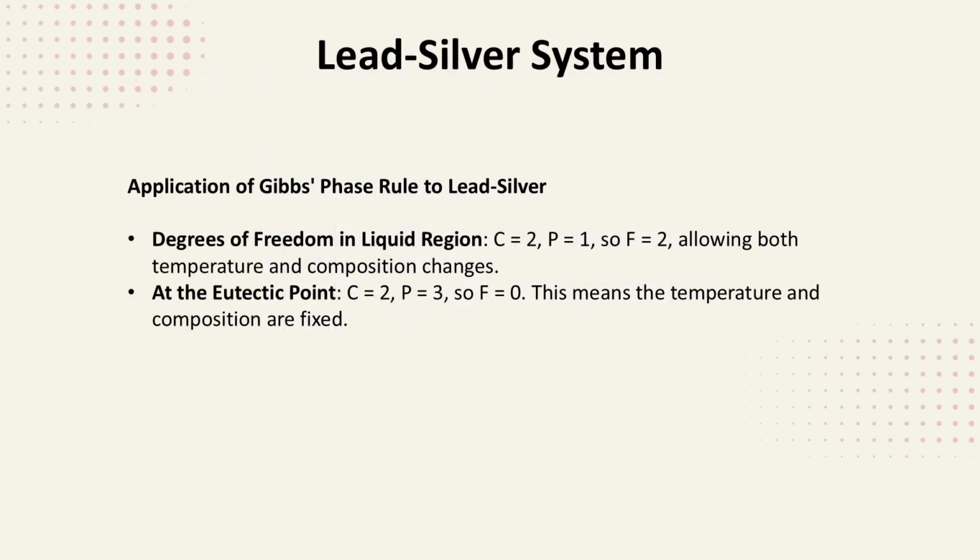In the lead-silver system, in the liquid region, C equals 2, P equals 1, so F equals 2, allowing changes in both temperature and composition. At the eutectic point, C equals 2, P equals 3, so F equals 0, making temperature and composition fixed at this point.